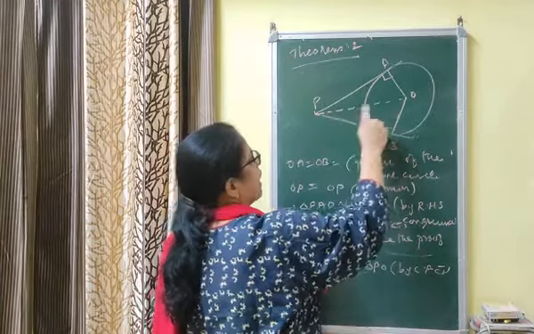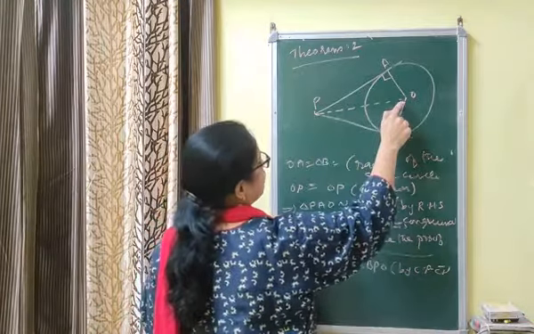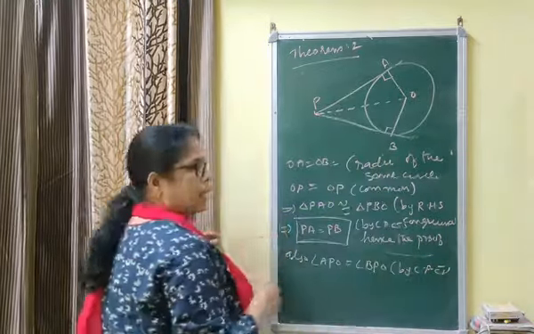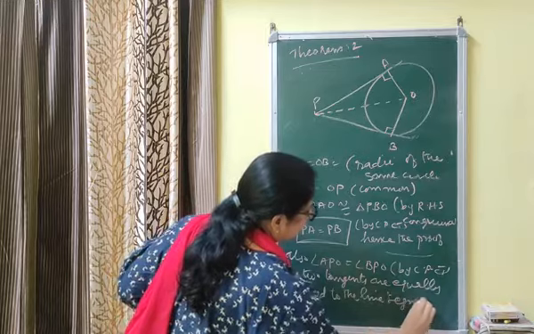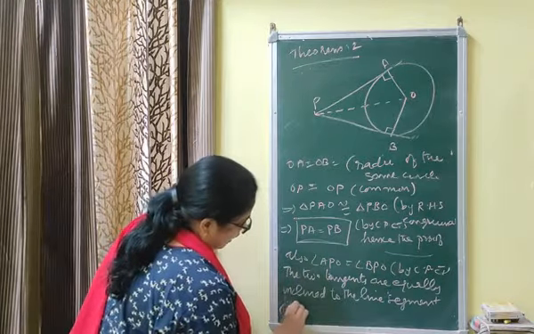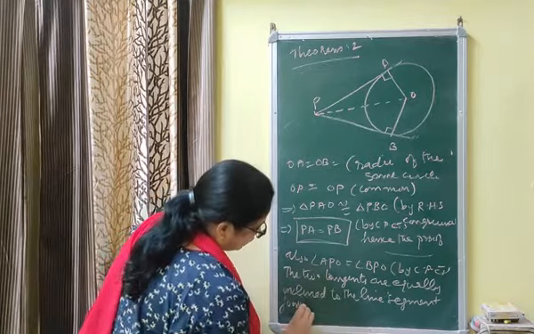The two tangents that are given from the point are equally inclined to the line segment joining the point and center. The two, that is the corollary. The two tangents are equally inclined. Inclined means झुका हुआ है. Inclined to the line segment joining the center and point. Joining the point and the center.